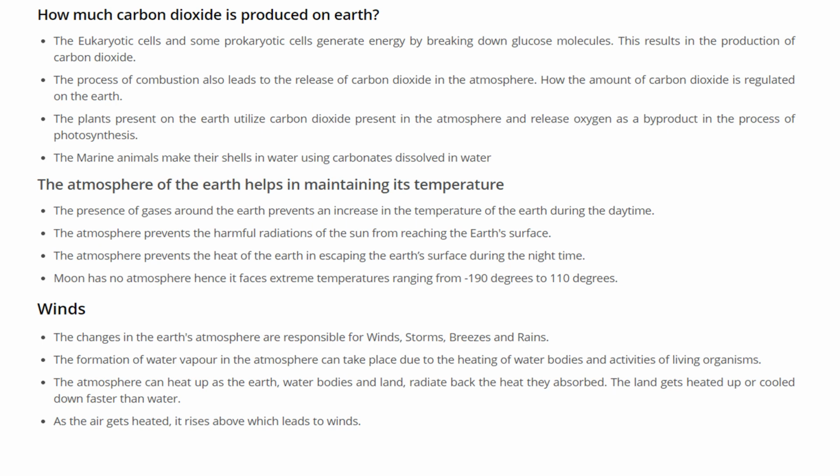And next, coming to the atmosphere of the earth helps in maintaining its temperature. So how does the atmosphere help in maintaining the temperature of the earth? So basically we know about earth's revolution and rotation. In rotation, 12 hours we have day, 12 hours we have night approximately. So what do you think, we are the third planet from the sun.